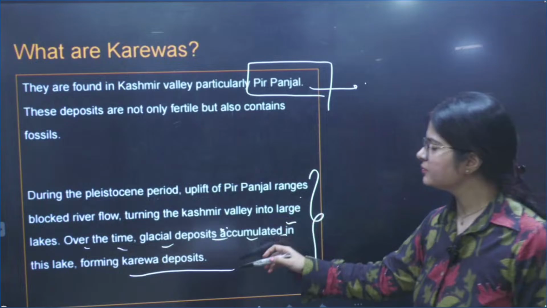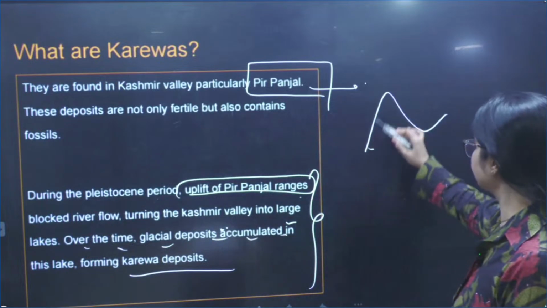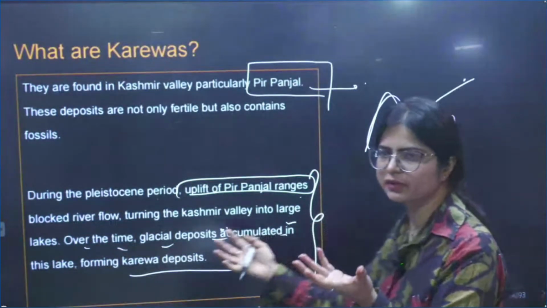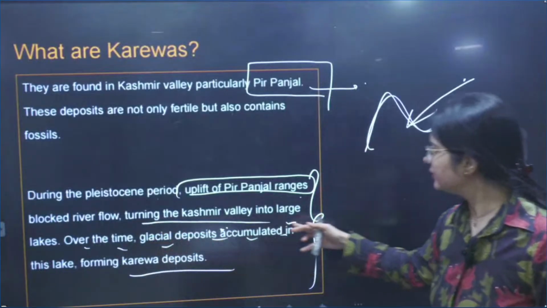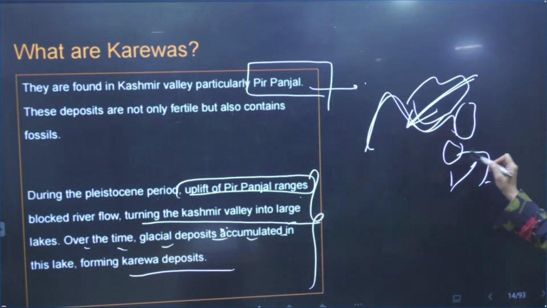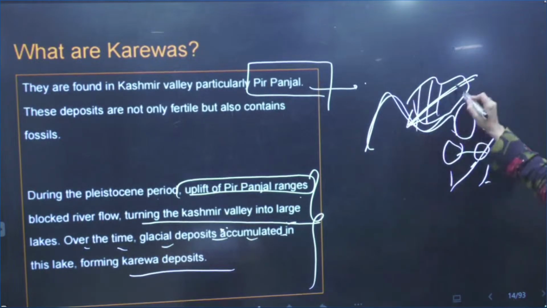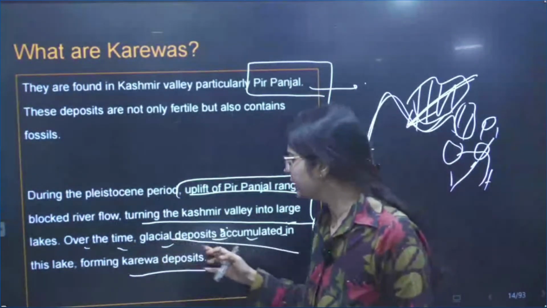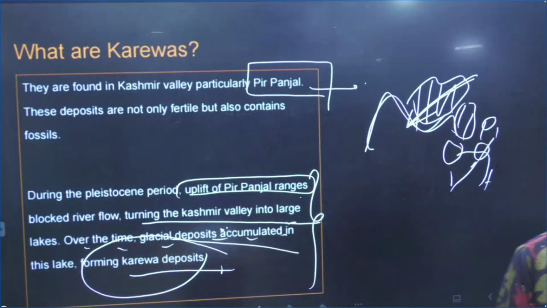क्या हुआ था प्लेस्टोसीन पीरियड के अंदर जब आपका अपलिफ्ट हुआ था पीर पंजाल रेंज का, तो रिवर का जो फ्लो था वो ब्लॉक हो गया था. ऑब्वियसली कोई अगर चीज आ जाएगी रिवर की फ्लो के सामने तो रिवर का पैसेज ब्लॉक हो जाएगा. तो टर्निंग द कश्मीर वैली इनटू लार्ज रिवर लेक फॉर्म. रिवर्स का जो फ्लो आपने ब्रेक करा उसकी वजह से लेक्स बन गए बहुत बड़े बड़े. एंड ओवर द टाइम जब ग्लेशियल डिपॉजिट्स एक्यूमुलेट हुए यहाँ पे दे फॉर्म द करेवा बिकॉज सॉइल्स भी इनके अंदर इन्वॉल्व था. एंड देन this is what they have formed.